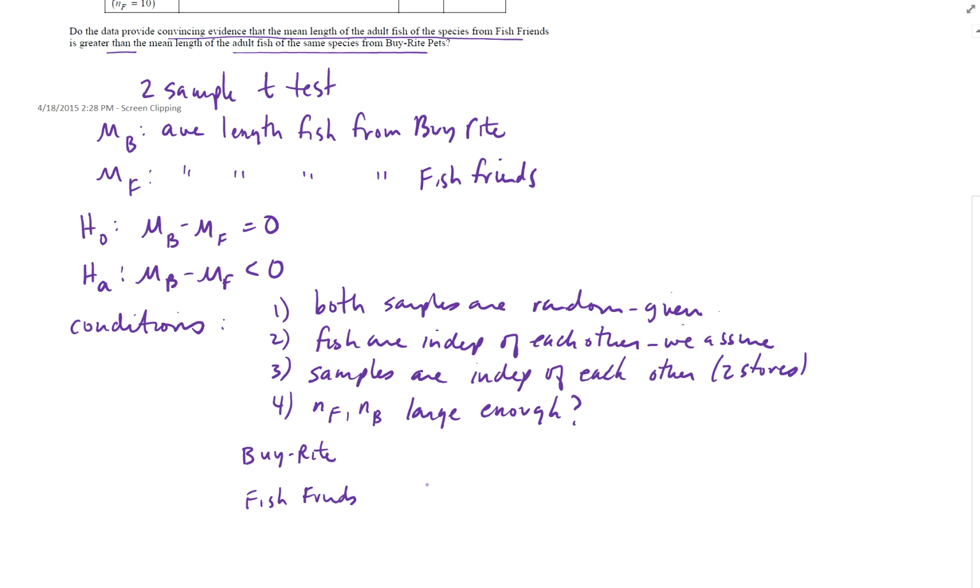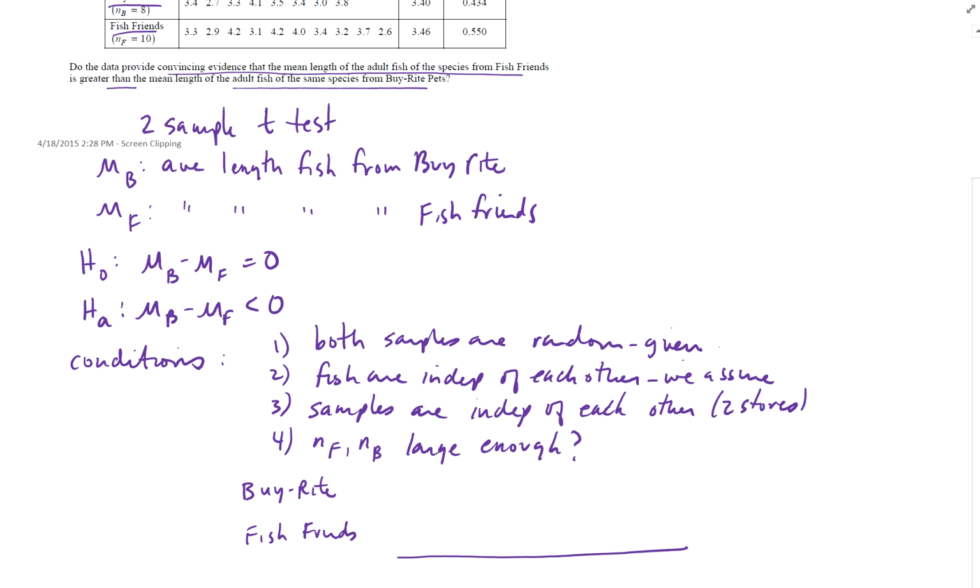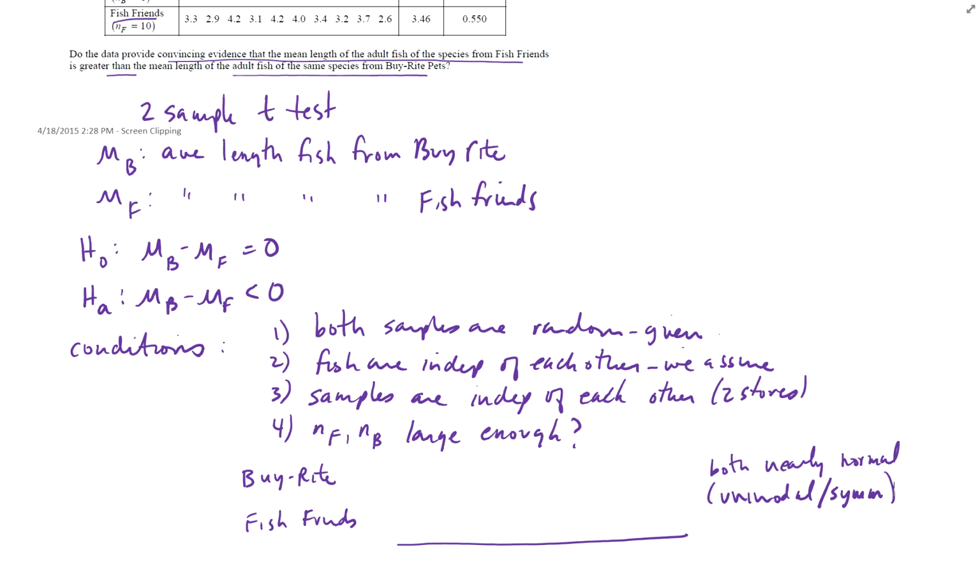And show with the scale down here that they are both unimodal, or nearly normal. And when we say that, we mean unimodal and symmetric. Because if they are, then we can say the populations are unimodal and symmetric or nearly normal, and therefore the sampling distribution is too, so that we can proceed with the test.